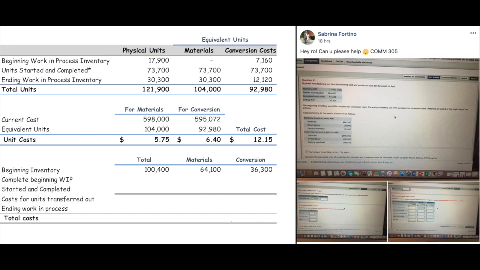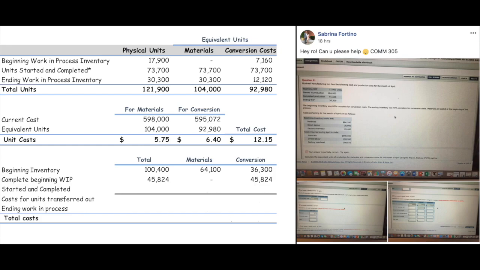We now want to figure out what are the costs that are incurred to complete the beginning WIP. Notice that the equivalent units for materials is 0 for beginning work in process inventory, and therefore we're not assigning any material cost. For conversion, we have 7,160 units. The unit conversion cost is 6.4, so the cost of completing beginning WIP for conversion is just 6.4 times 7,160, so 45,824. If we add these two together, we're going to get the total cost of completing the beginning WIP.